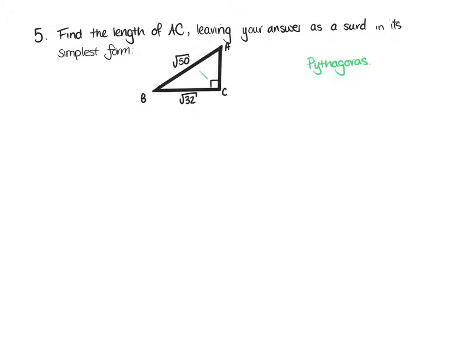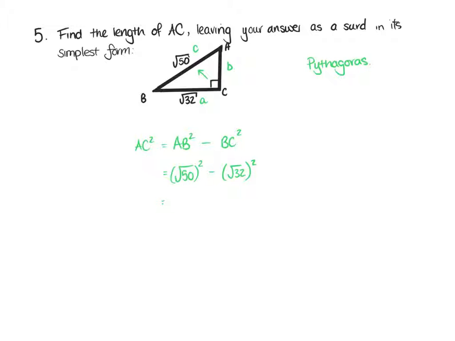Okay, so if we look at our diagram, we go across from the right angle, that gives us our hypotenuse, and then we label the other sides A and B. So because we're finding the short side, B, which is AC, that means we're going to have to take away. So AC squared, I've just put in AC instead of B, is equal to the hypotenuse, which is AB, squared, take away the other side, which is BC, squared. So AB is the square root of 50, and I'm going to have to square that. Take away the square root of 32 squared.